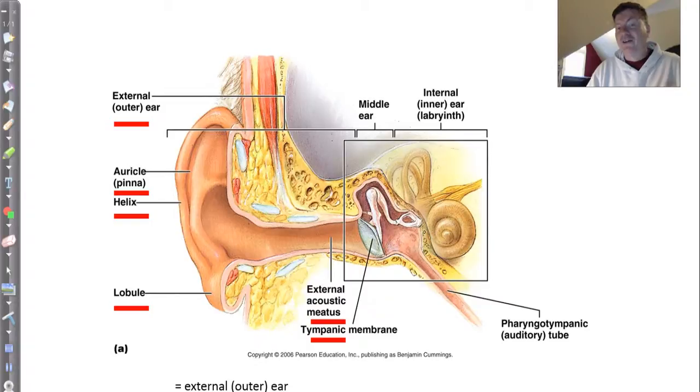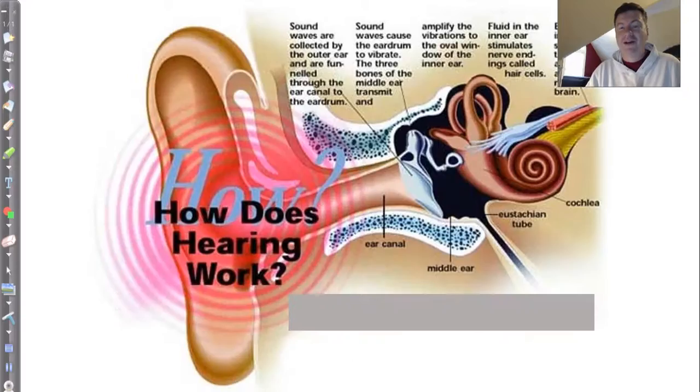It's a very fair question for me to ask is pathways. What's the pathway of sound through the ear? What's the pathway of light through the eye? So make sure you understand enough anatomy to be able to describe pathways.